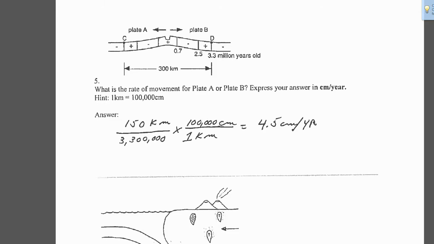half of 300 kilometers is 150, because you don't want to do it all the way across because it's the same things happening on each side. And I give you a little hint, 1 kilometer is 100,000 centimeters, and we know rate is distance divided by time, and everything we did in class was centimeters per year. So 150 kilometers over 3,300,000 years. I should have put years in there and I didn't. And we know there are 100,000 centimeters per kilometer. Kilometers are gone, so we're left with, if we do the math, 4.5 centimeters per year. Pretty close to the average rate.